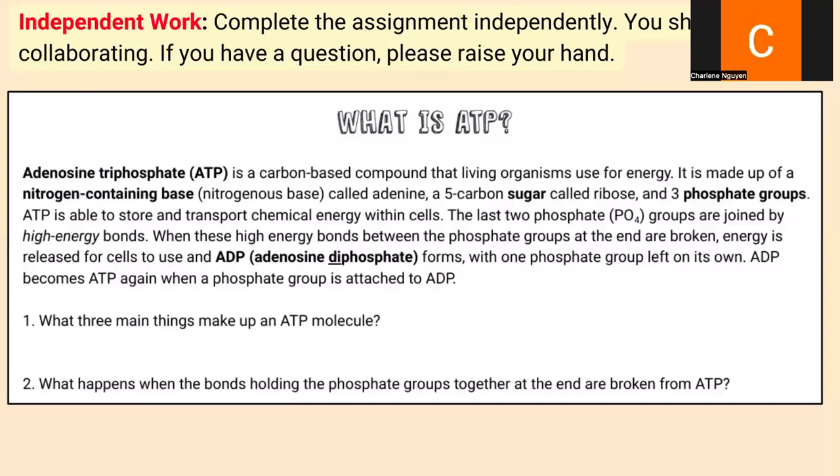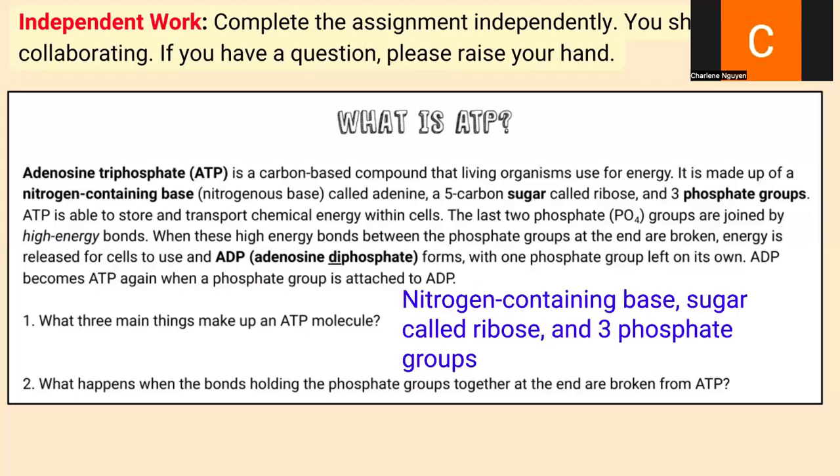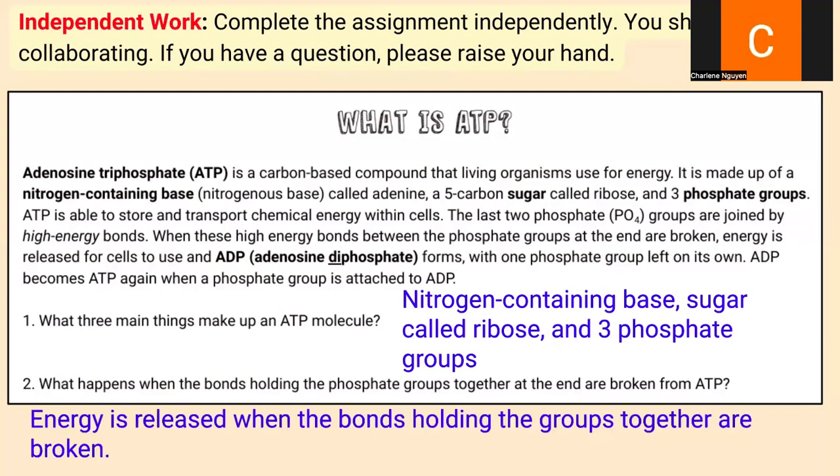So first off, before we get there, number one, what three main things make up an ATP molecule? If you said nitrogen containing base, sugar called ribose, and three phosphate groups, you are correct. And then number two, what happens when the bonds holding the phosphate groups together at the end are broken? Energy is released. If you wrote energy is released, very nice.